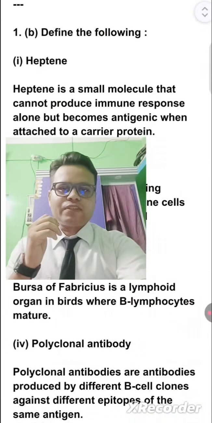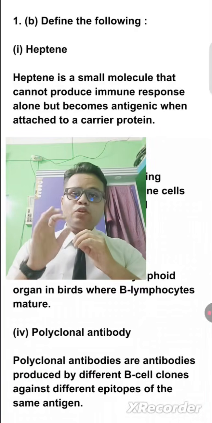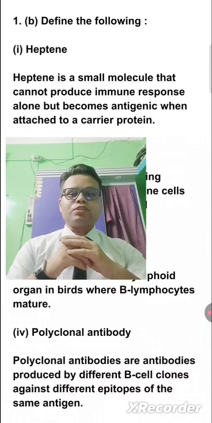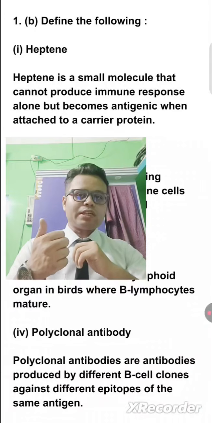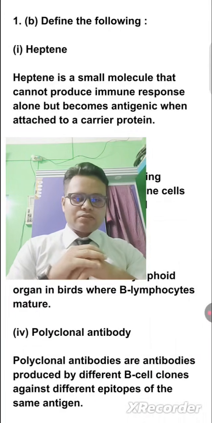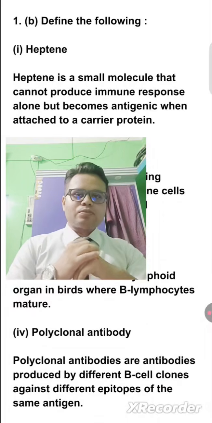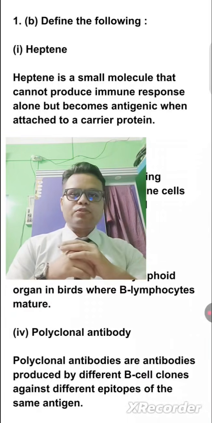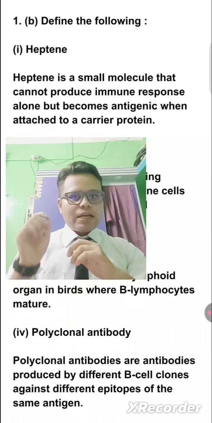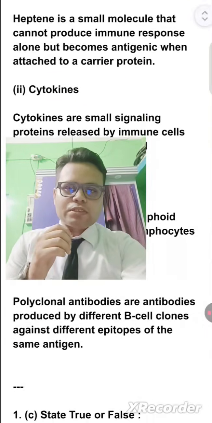Next question, class: define the following. Hapten. What is a hapten? A hapten is a small molecule that cannot produce an immune response alone, but becomes antigenic when attached to a carrier protein. So if you're talking about this, class, a hapten is a small molecule that cannot produce an immune response alone, but becomes antigenic when attached to a carrier protein. That is known as a hapten.